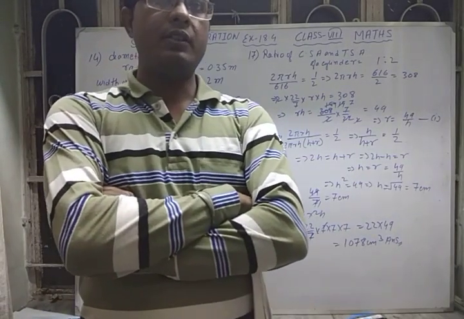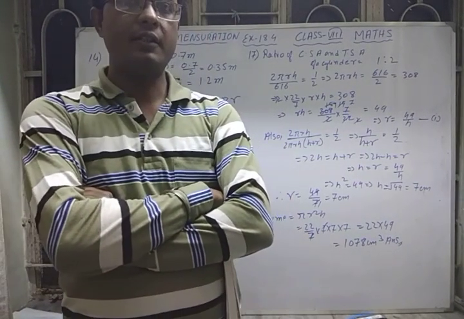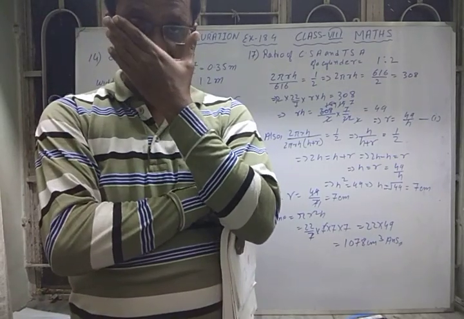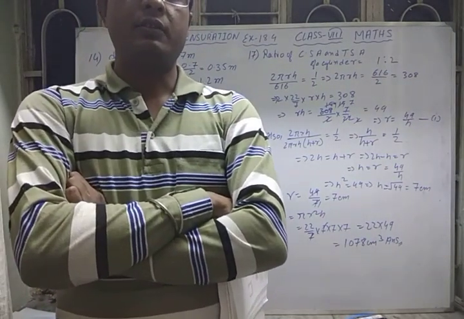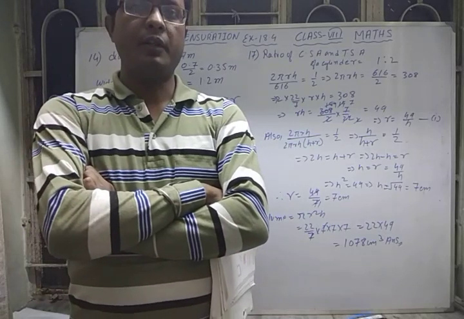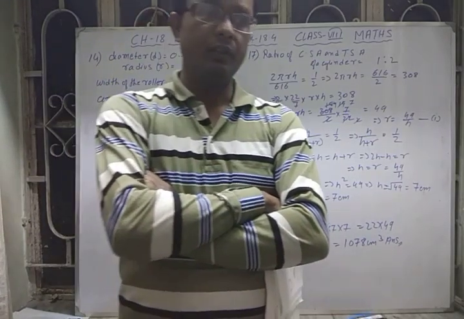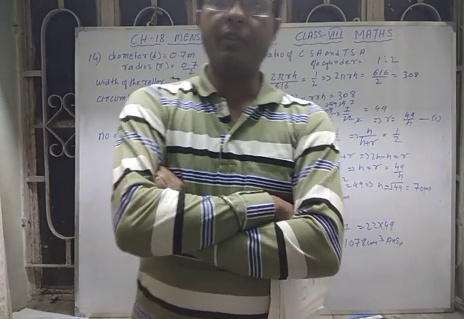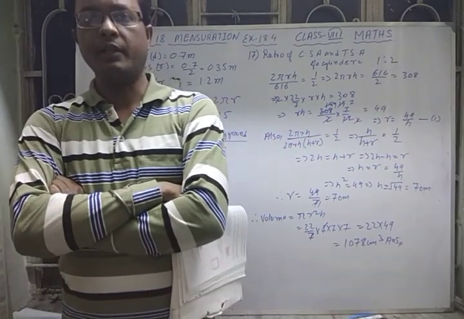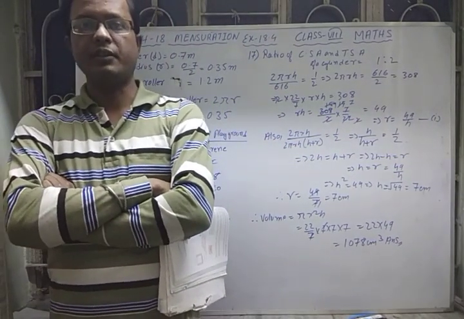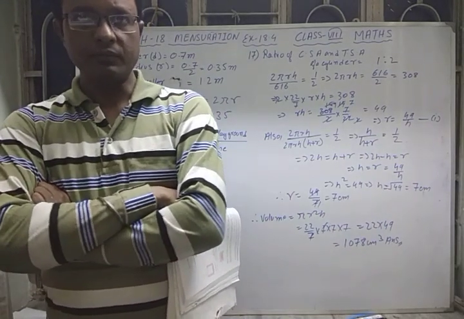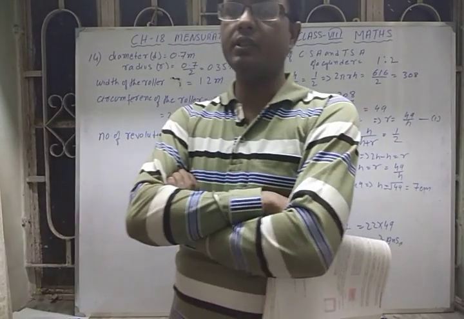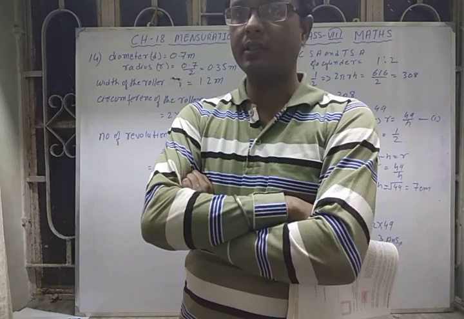In the last video session class, I started exercise number 18.4 and explained some questions on the surface area of cube, cuboid and cylinder. So by continuing this chapter today, I am going to explain some more questions from this exercise. I have selected the questions for today.